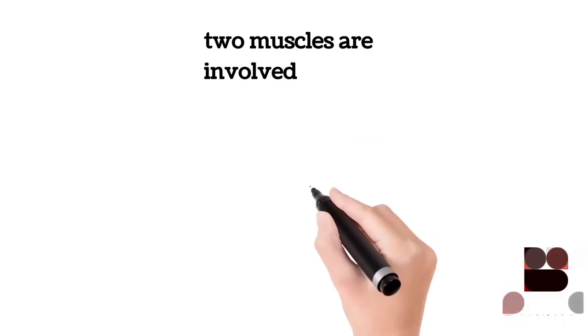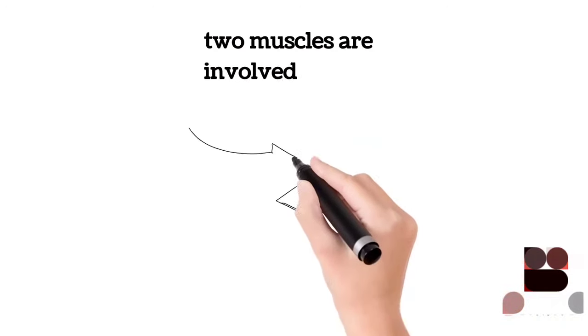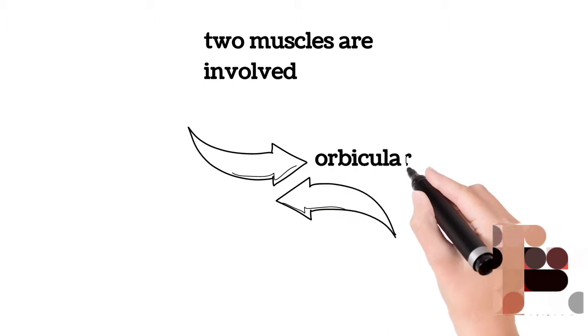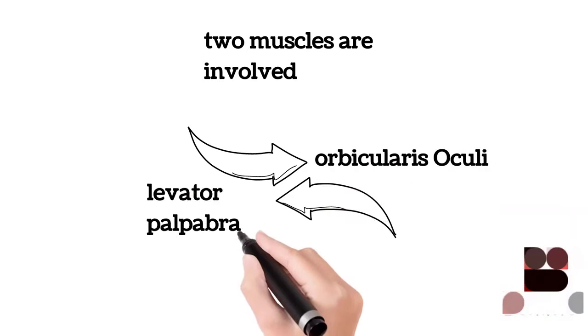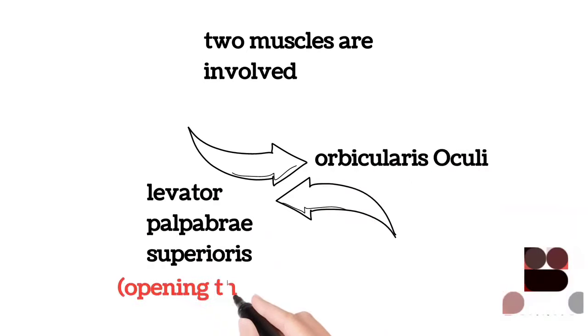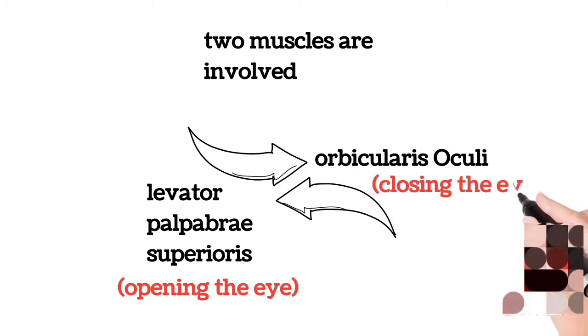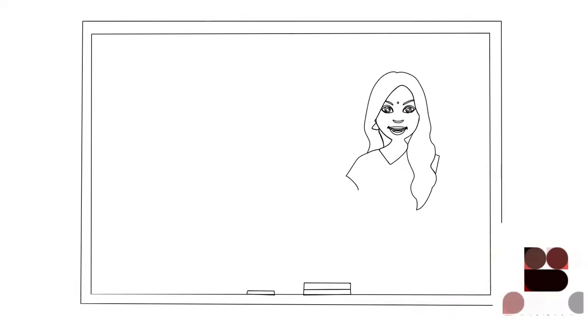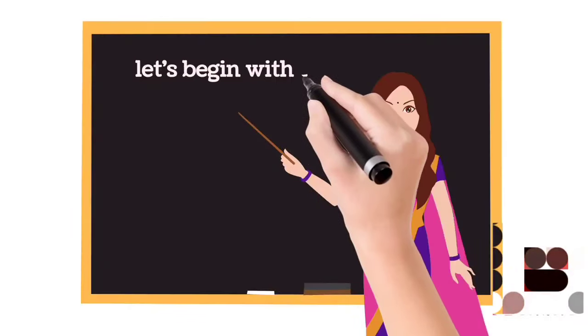There are two muscles involved: orbicularis oculi, responsible for the closure of the eyelids, and levator palpebrae superioris, responsible for the opening of the eyelids. Now let us begin with the flow chart to study the concept easily.